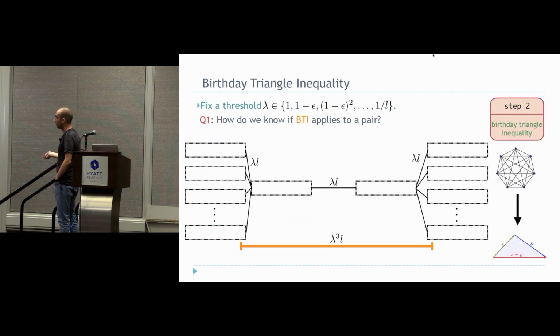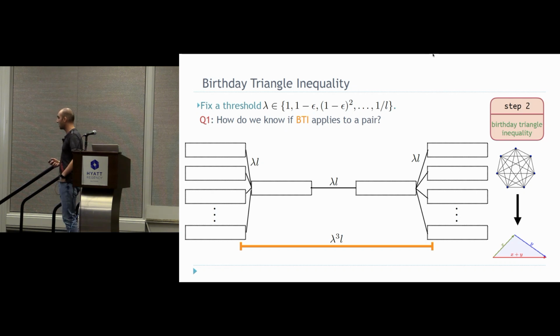All right, so going back to the algorithm, we do the same thing. We construct a graph. Here, every edge in the graph means that the LCS is large. So for a fixed lambda, if the LCS is larger than lambda L, we assume there's an edge. We find an edge. We discover the neighbors for the 2 endpoints. Now, we would like to imply by birthday triangle inequality that the LCS between left windows and right windows is larger than lambda cube L.